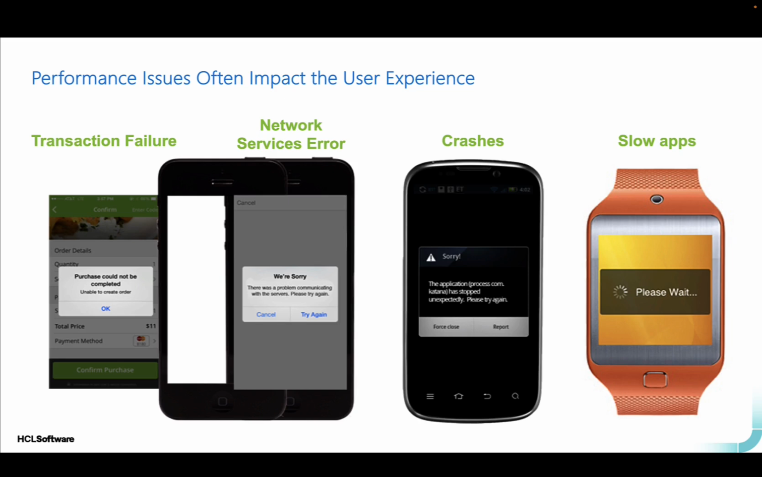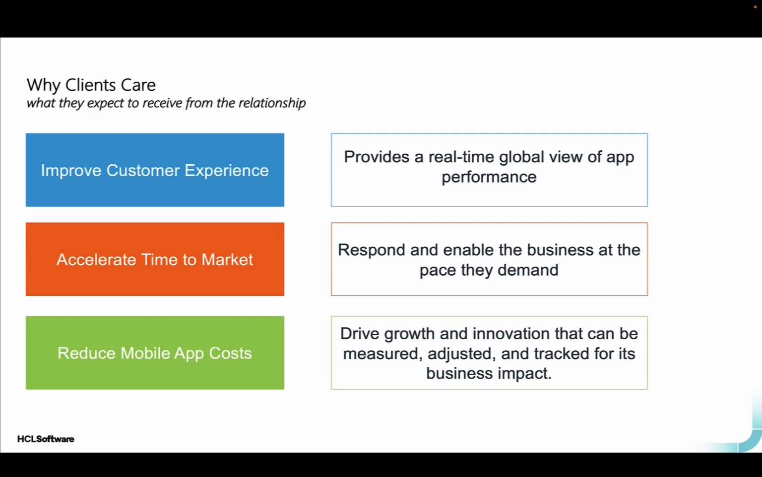So let's get started. So why do we care about user journey and performance issues? Because performance issues often impact the end users. It could be a transaction failure when somebody is trying to buy, a network error, application crashing because of unhandled exceptions in the code, or the application performance being slow in general, right? So all of these are problems that nag us and that really impact the end user's experience of the app, right? So why should we care about application performance monitoring, so to speak?